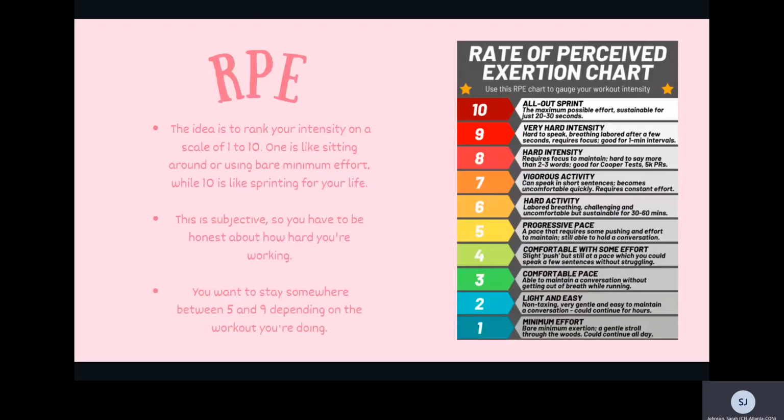Now, another easy way to monitor your intensity without needing special equipment is to use an RPE chart. This is pretty subjective, and you have to be really honest about how hard you're actually working. The idea of the RPE chart is to rank your intensity on a scale of 1 to 10. So for example, a level 1 would be minimal effort, just lounging around the house, while level 10 would be all out effort, sprinting for your life, or something like that. So ideally, you want to stay somewhere between level 5 and 9, depending on the workout you're doing.